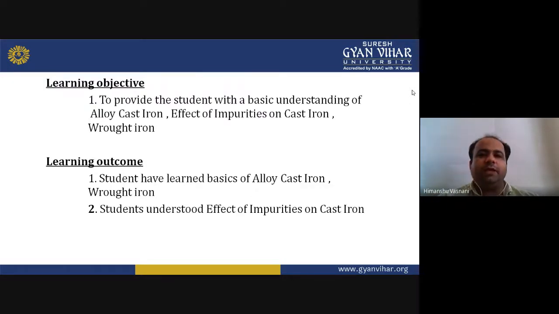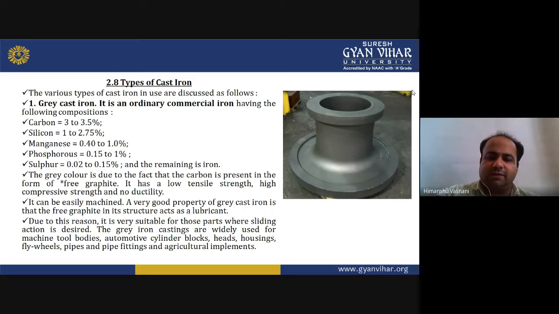The learning objective for today is to provide the students with a basic understanding of alloy cast iron, and the effect of impurities on cast iron and wrought iron. And the learning outcome for today will be that the students will have learned the basics of alloy cast iron and wrought iron, and understood the effect of impurities on cast iron. So let's start the lecture for today.